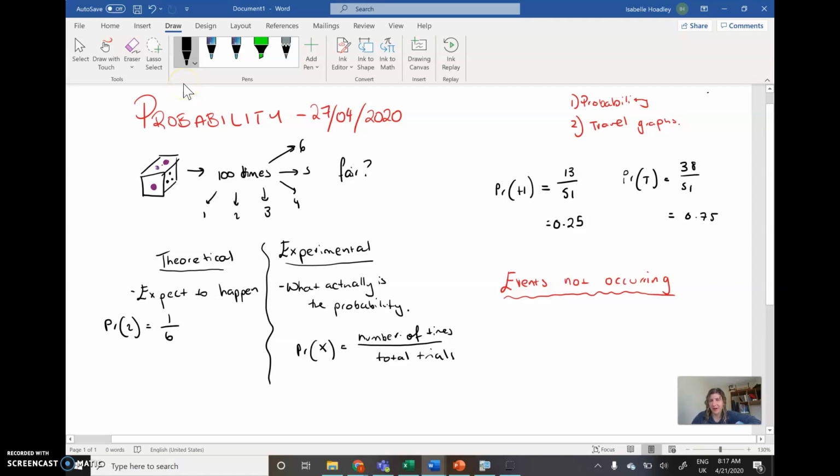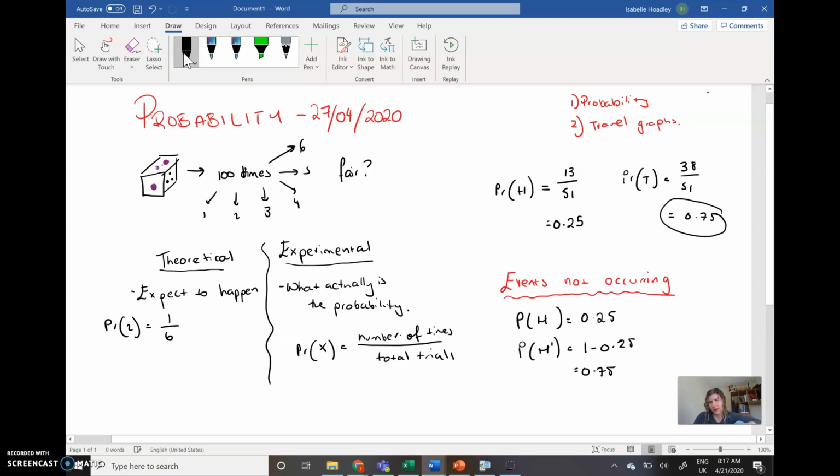Okay, so if we look back at our example where we've got the heads and the tails, if we know that we have a probability of heads being 0.25, that means that because there's only two options, heads or tails, the probability of getting not heads, which is the same as tails, is 1 minus 0.25, which is 0.75, which we know is true from back up here.